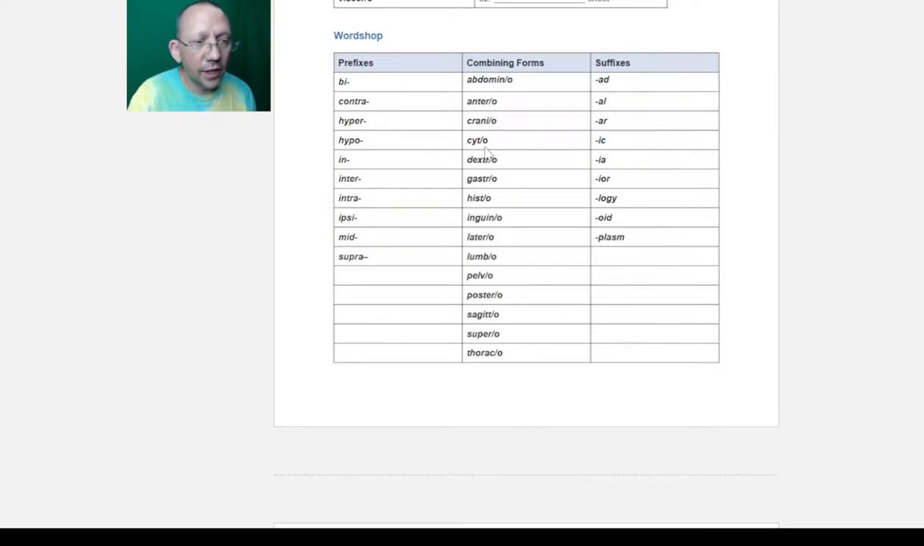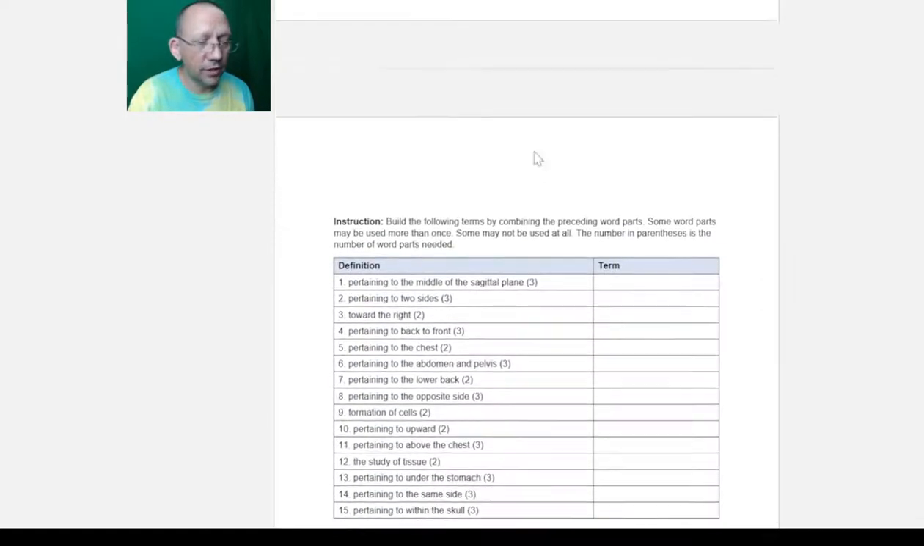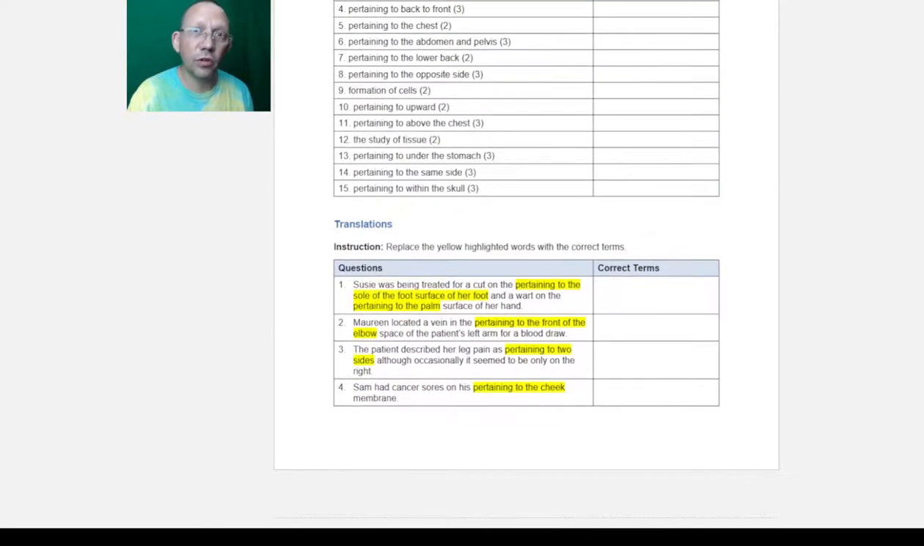So it's cyto, cytal, okay, that's possible. Cytart, no. Cytotic, no. Cytoia, cytior, cytology, that's a study of. Okay, cytoid, possible. Cytoplasm. Cytoplasm is probably the best one. You can look it up.